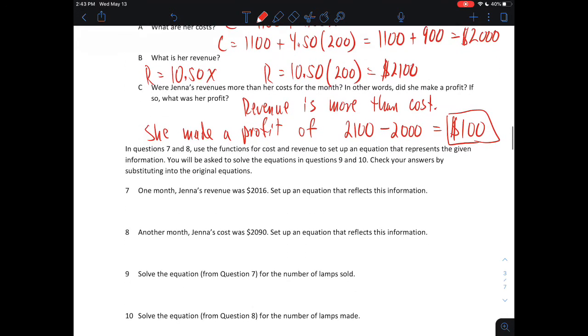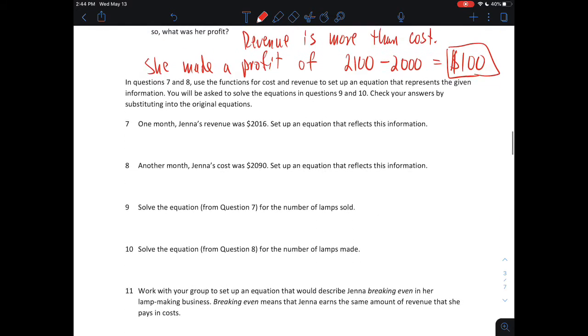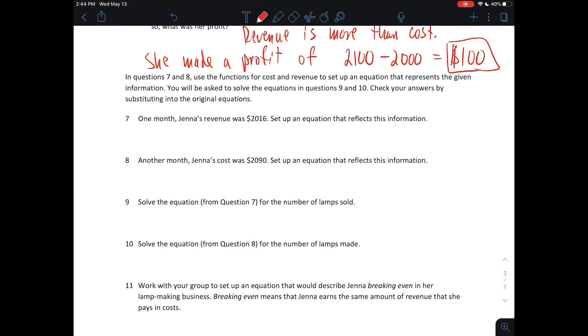In questions 7 and 8, use the functions for cost and revenue to set up an equation that represents the given information. You will be asked to solve the equations in questions 9 and 10. Check your answers by substituting into the original equations. So for 7 and 8, we are just writing down equations. For 9 and 10, we are actually going to solve those equations. So number 7. One month, Jenna's revenue was $2,016. Set up an equation that reflects this information.